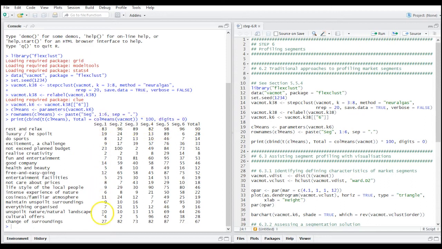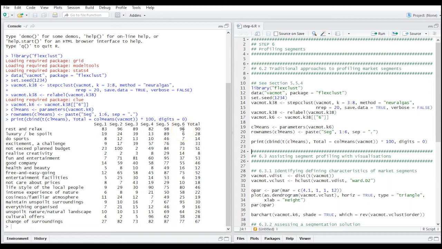For segment 1 we would then see, okay, this is a segment which tends to agree less on average than a normal person, whereas for segment 2 one could see that they want to rest and relax, and for them it's very important not to exceed their planned budget. Here they're much higher than the total population, and they're not interested in the lifestyle of the local people, which is much lower here, and so on and so forth.